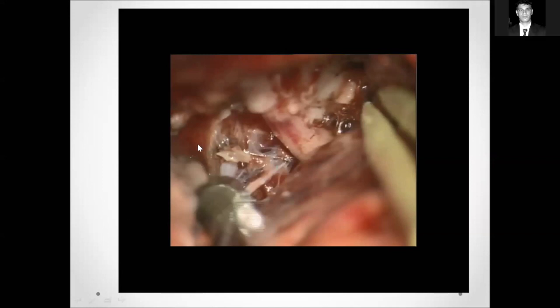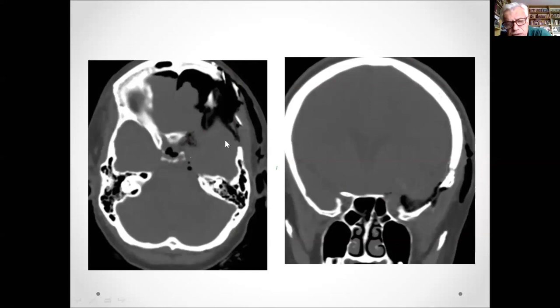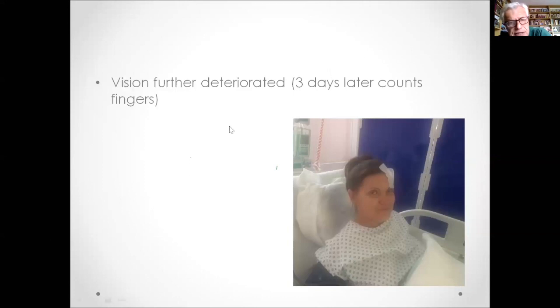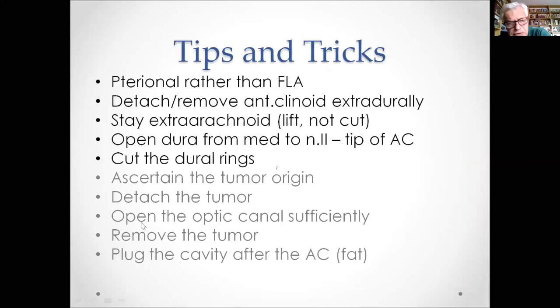Okay, this is just a CT after the anterior clinoid resection. And this is the MR after the surgery, and the patient 3 days later, counting fingers and doing well. So tips and tricks: pterional rather than frontolateral only, because you would like to have more flexibility in your approach, more angles, which is important, not only one angle.